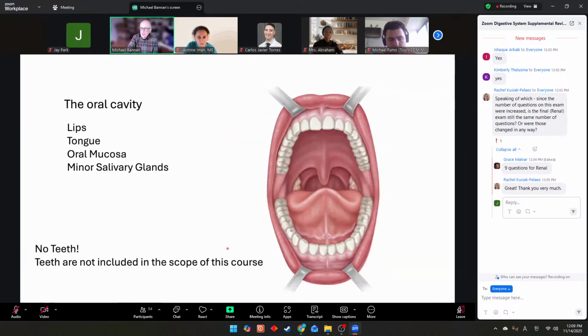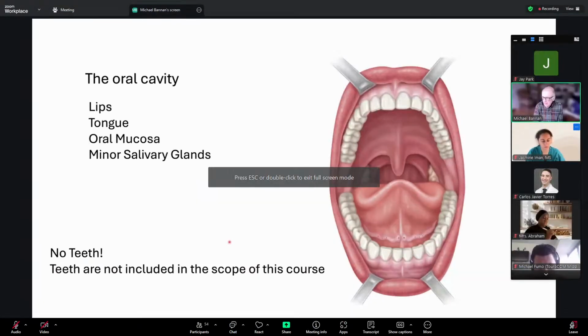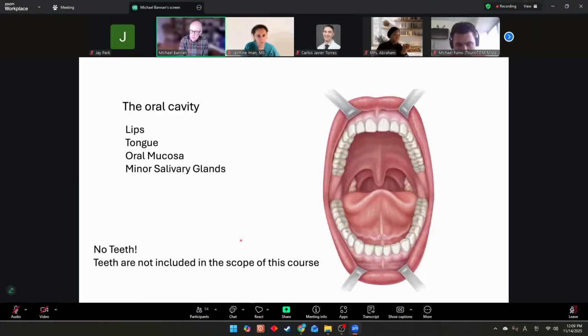So we'll start with the oral cavity, okay? In the oral cavity, we include the lips, the tongue, the oral mucosa, and the minor salivary glands. In this class, we don't talk about the teeth. There will be no questions on this exam about teeth. Okay, so you don't have to review that or read about it.